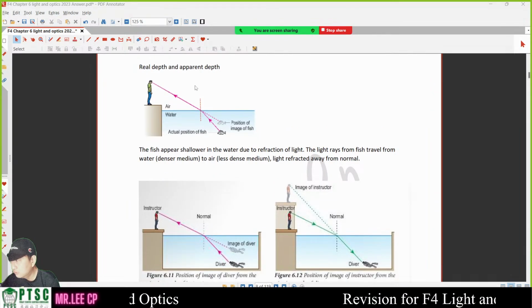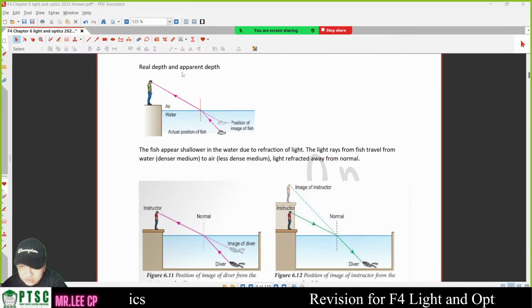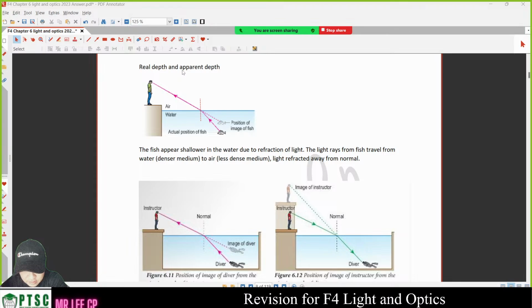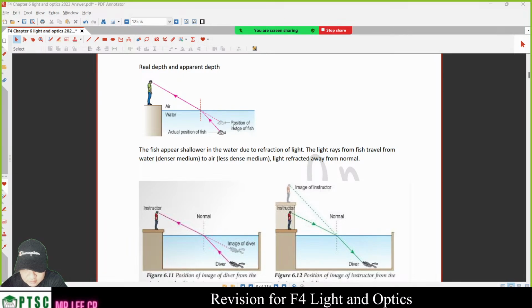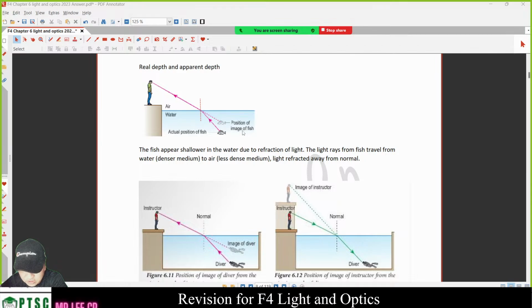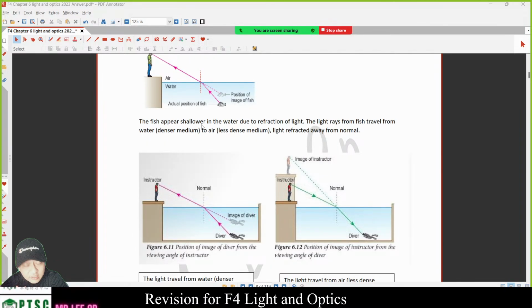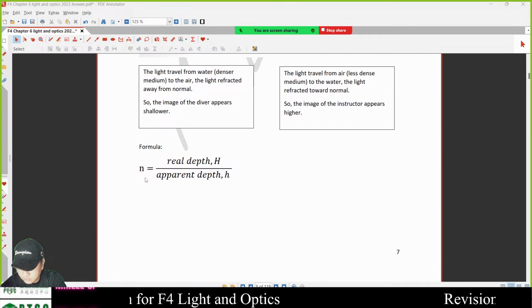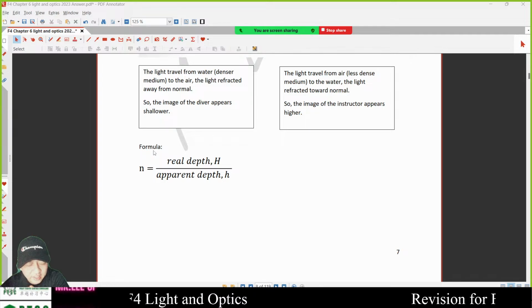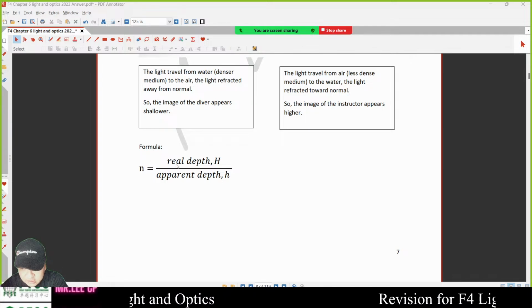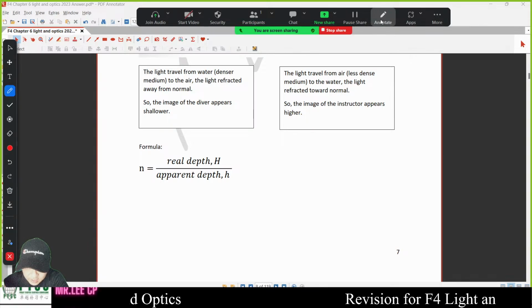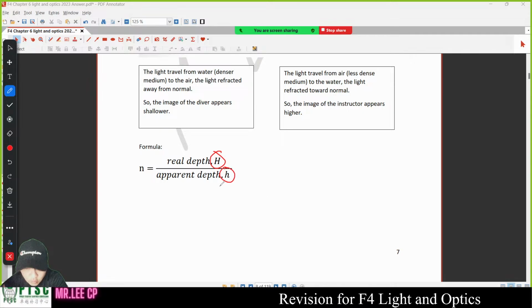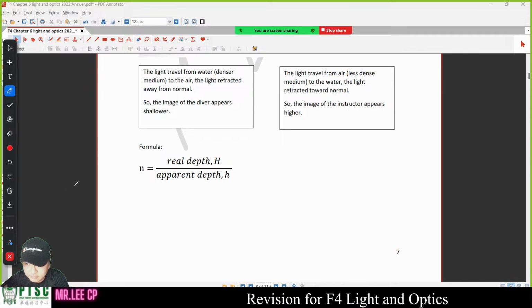Now you can also use the real depth and apparent depth. What is real depth? Real depth is the deeper, actual position of the fish. Apparent depth is the fake one, which is the position of the image of the fish. So the fish will appear shallower. Okay, just now you got n is sine i over sine r. Now the second formula is n is real depth over apparent depth. I told you n is more than 1, so real depth is always deeper. Big H over small h, real depth over apparent depth.